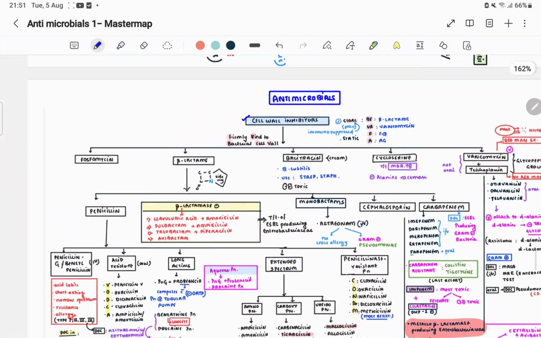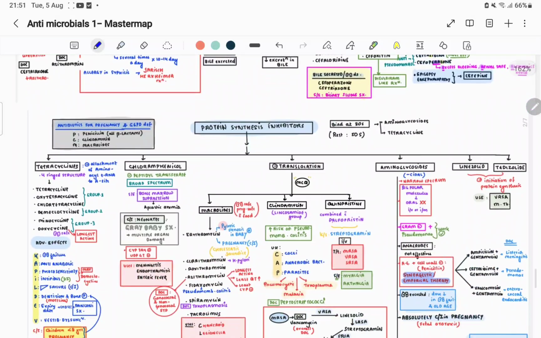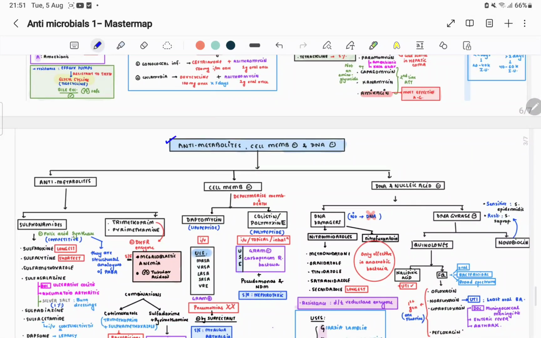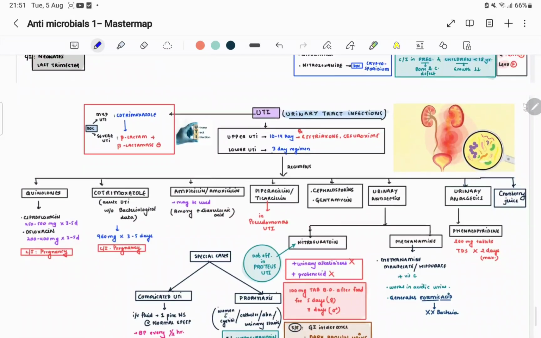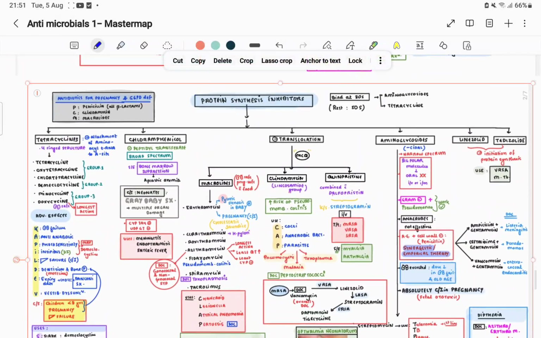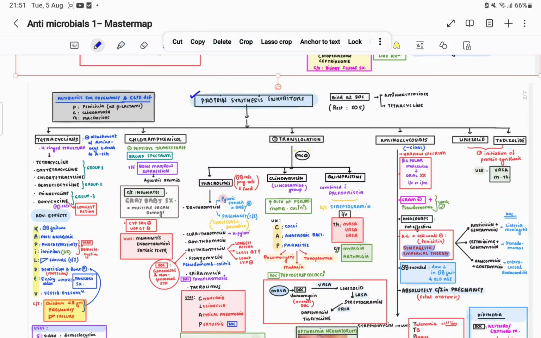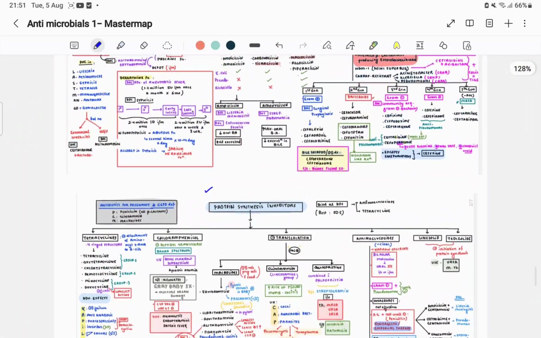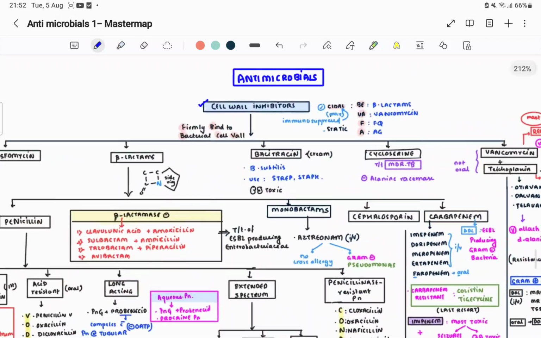We'll start with the cell wall inhibitors, the mind map, then protein synthesis inhibitors, then we'll go to anti-metabolites, cell membrane inhibitors and DNA inhibitors, right? And then we'll see some miscellaneous concepts, and if possible we'll have a discussion on antifungals, antitubercular, anti-leprosy drugs as well, right? And antivirals as well. Okay, starting with the very first, cell wall inhibitors.